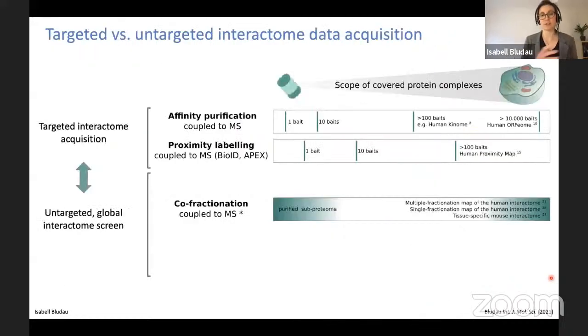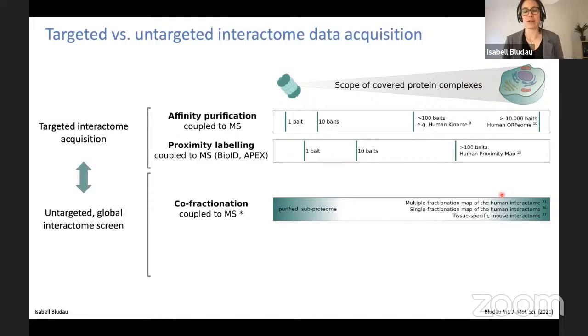And so if we go back to the previous slide and we look at the scope of complexes we can detect in such experiments, we can see that cofractionation MS is not discrete, but the coverage of complexes that you can achieve in an experiment is dependent on whether you do some pre-purification, for example, of specific organelles, such as looking only at the mitochondria or the nuclei. But you can also take the full cell, and you will, in theory, cover the entire interactome of the cell in a single experiment.